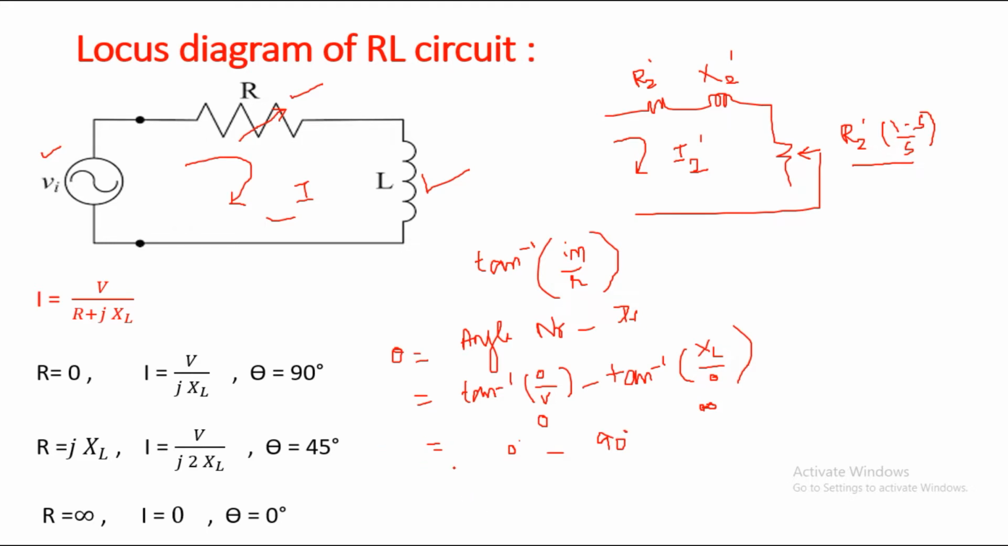So the value of theta is minus 90 degree, and this minus sign indicates the lagging nature of current with respect to supply voltage. It means current lags supply voltage by 90 degree when resistor is at 0 value. Likewise we can obtain the value of current as well as phase angle for all the resistor values starting from 0 till infinity.